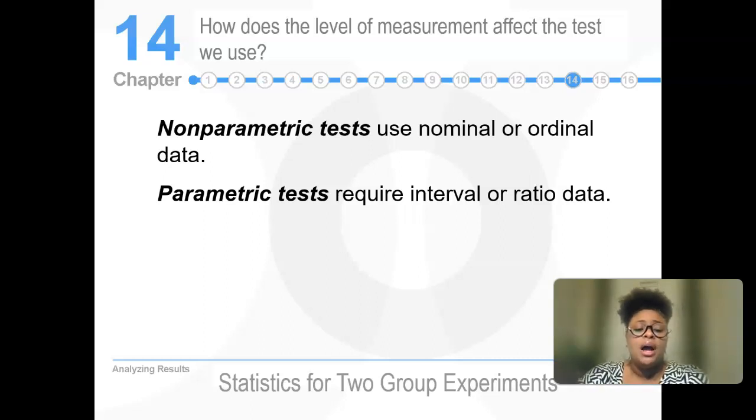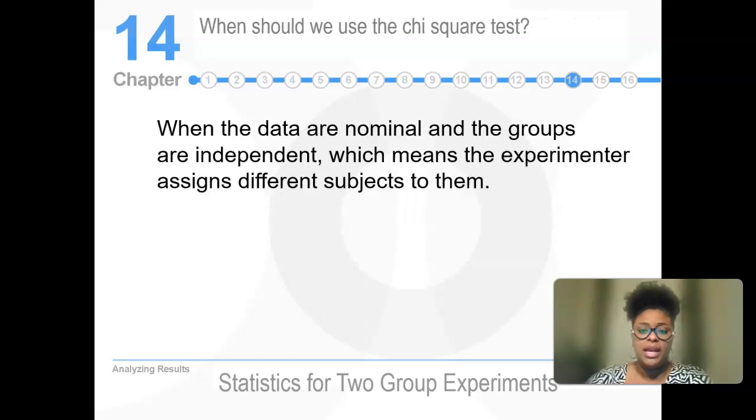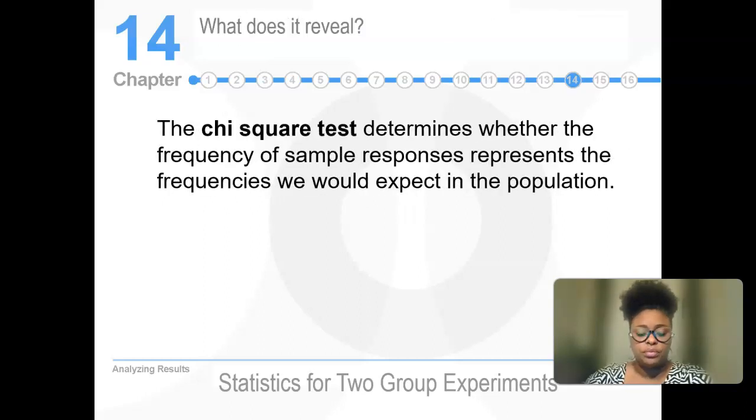All right, so we're going to look at the different types of measurement tests that we use to test our nominal, ordinal, interval, and ratio data. So our non-parametric tests are going to use nominal or ordinal data, and then our parametric tests are going to use our interval or ratio data that we talked about earlier in our chapters. So one other test that we can also use is the chi-square test.